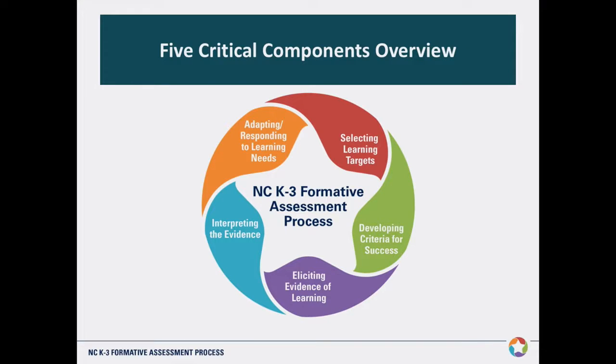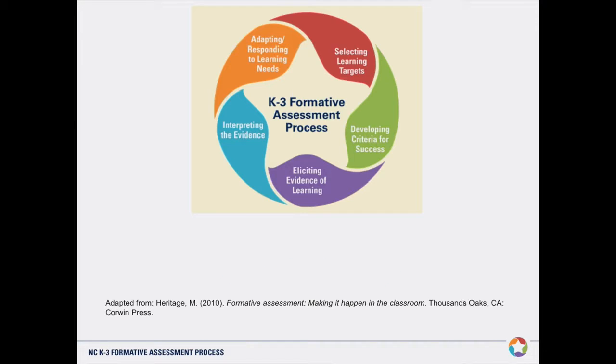So let's talk about the 5 critical components of the formative assessment process. The 5 critical components are not linear, but spiral in nature. So each component leads on to the next. I'm going to dive in today with eliciting evidence of learning because I'm thinking about the beginning of the year. I'm getting a new group of students that I want to gather information about.